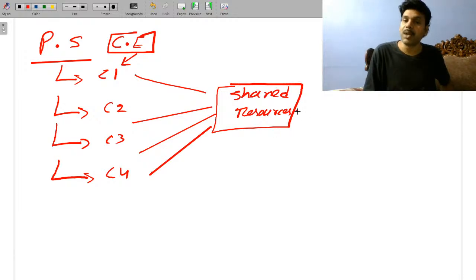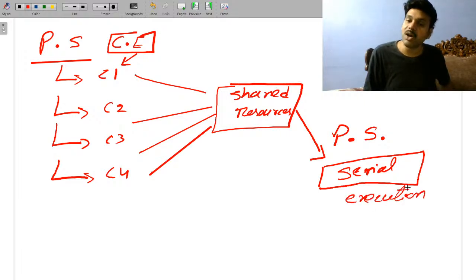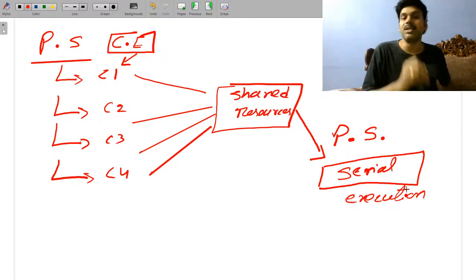But when you apply process synchronization, what is going to happen? Your concurrent execution becomes a simple serial execution. This is a concept we have already seen in database management systems. Here also we are going to present it in the same way.